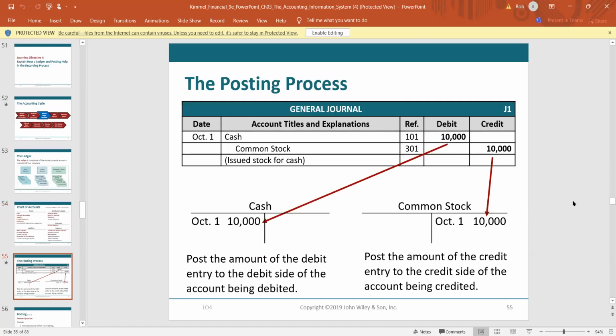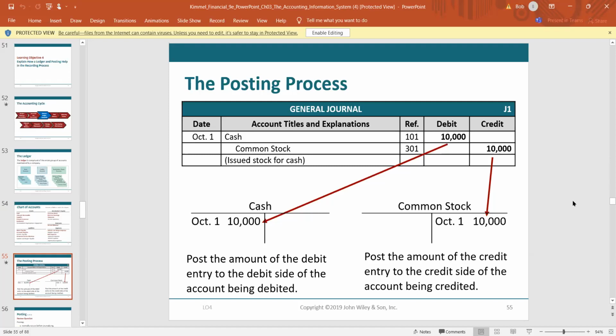Now here we go, the posting process. Here we wrote a journal entry: we debited cash and credited common stock. You come back later, or maybe a supervisor does this, though typically it's the same person who wrote the journal entry. You come back an hour later, you've got all your journal entries done, and now we're ready to post. You look at this one: we issued stock and raised cash, 10,000. That looks absolutely right.